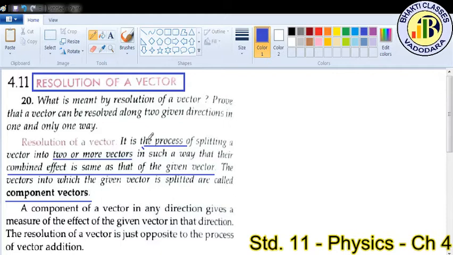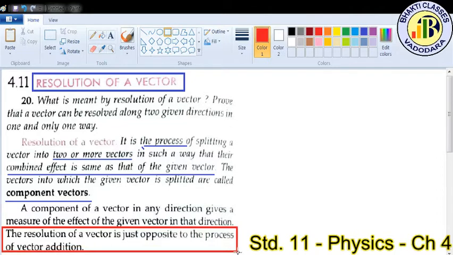A component of the vector in any direction gives a measure of the effect of the given vector in that direction. यहाँ पर लिखा हुआ है जो मैंने आपको बताया, वो क्लियर कट लिखा हुआ है. क्या लिखा हुआ है? The resolution of a vector is just the opposite process of the composition of vector. Now let us understand how this particular thing happens.